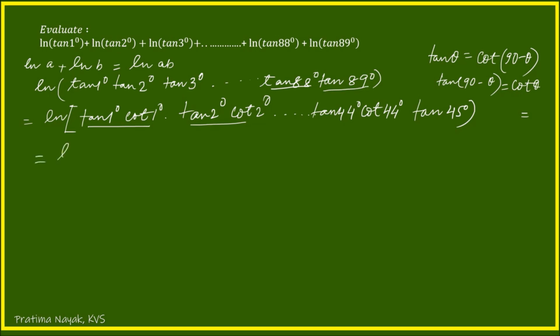So this will be ln of 1 multiplied by 1 up to 22 times here, and tan 45 is 1, we know. So this is ultimately ln 1. ln 1 is 0, we know.